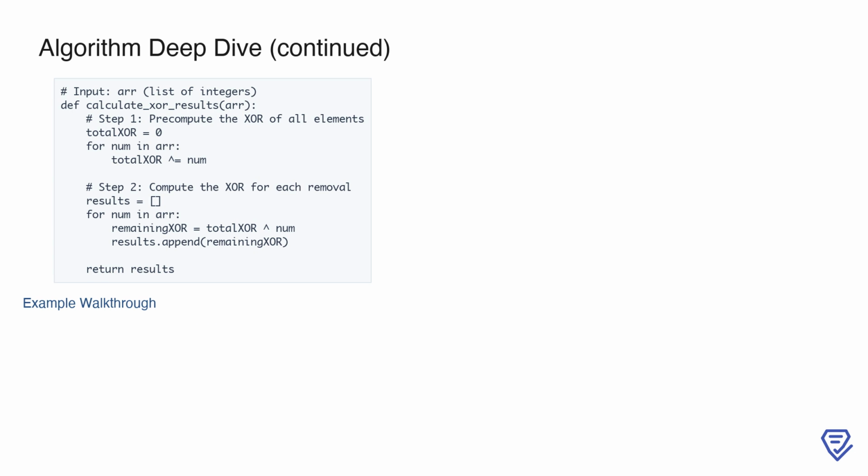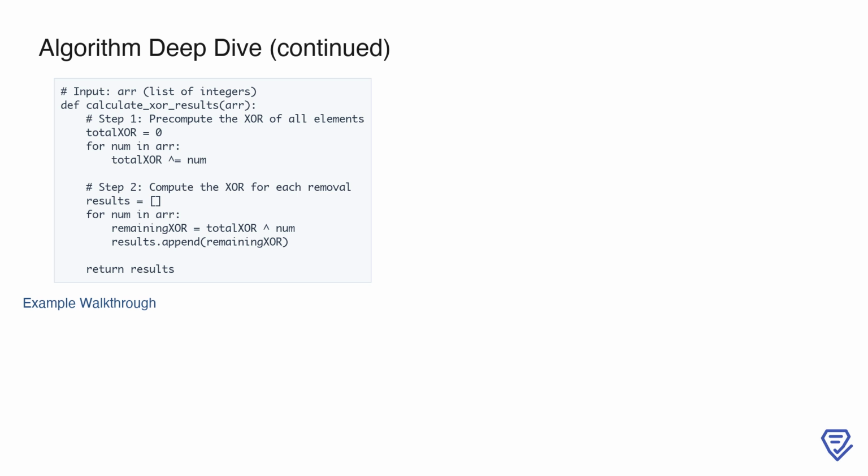Now let's look at the pseudocode implementation of the algorithm. We start by defining a function that takes the input array, ARR. First, we calculate total XOR by iterating over all elements in the array and applying the XOR operation to accumulate their values. This pre-computed XOR serves as a baseline for the subsequent calculations.